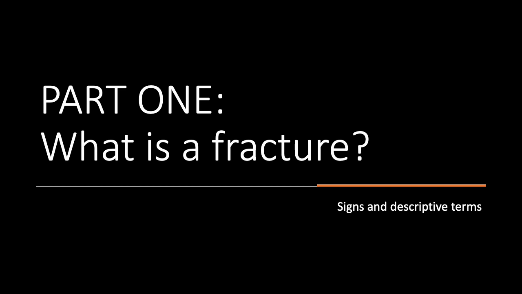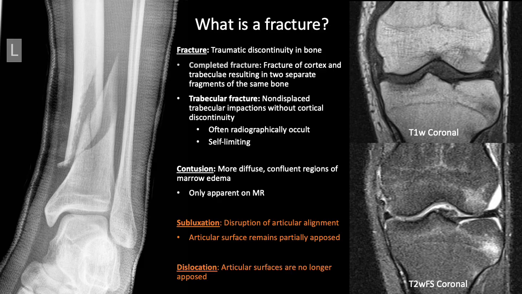So what is a fracture? Let's discuss the signs and descriptive terms. A fracture is a discontinuity in a bone caused by trauma. Fractures can be completed or trabecular. In a completed fracture, the cortex and trabeculae are involved, resulting in two separate fragments of the same bone, as you can see demonstrated on the image on the left side of the slide. At the level of the distal tibia, you can see two separate fragments of the same bone.